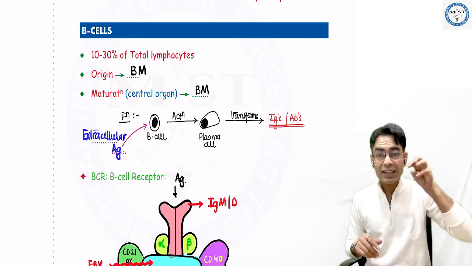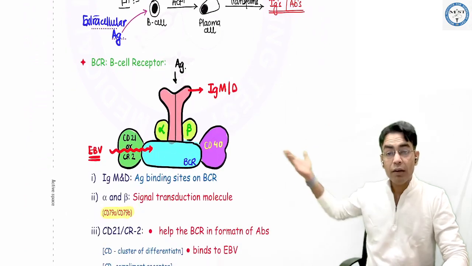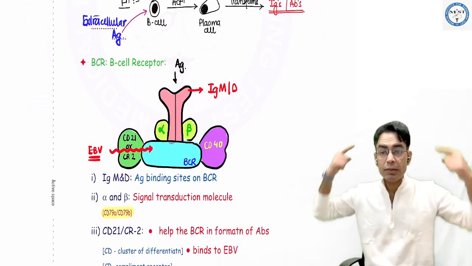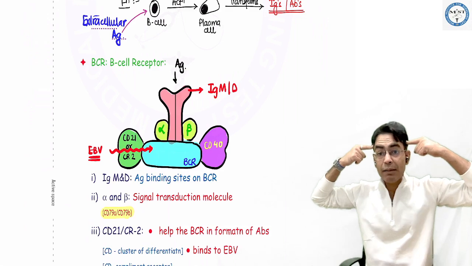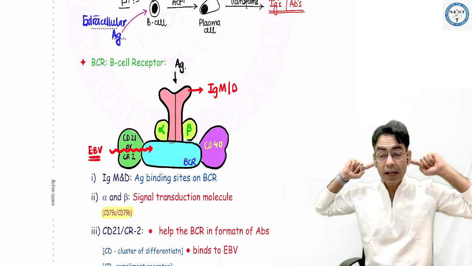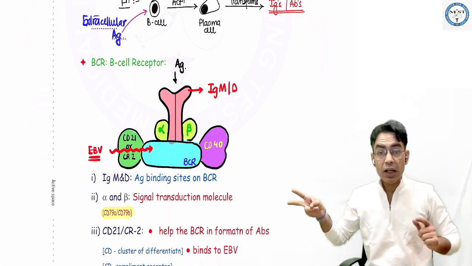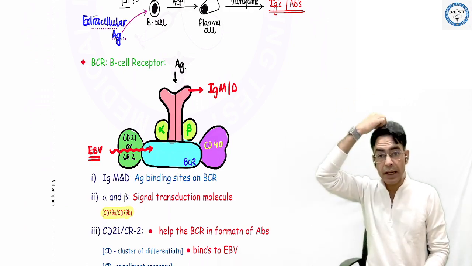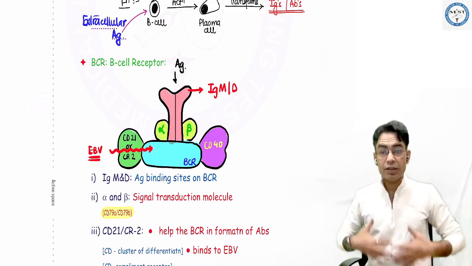So to catch the antigen, you need to have a receptor. So this is the diagram of the receptor. I told you the diagram of receptor. Head क्या है बेटा? IgM IgD chains. कान क्या है? Alpha beta. CR2, CD40. What is the action? Antigen binding. Signal transduction. This is the body.